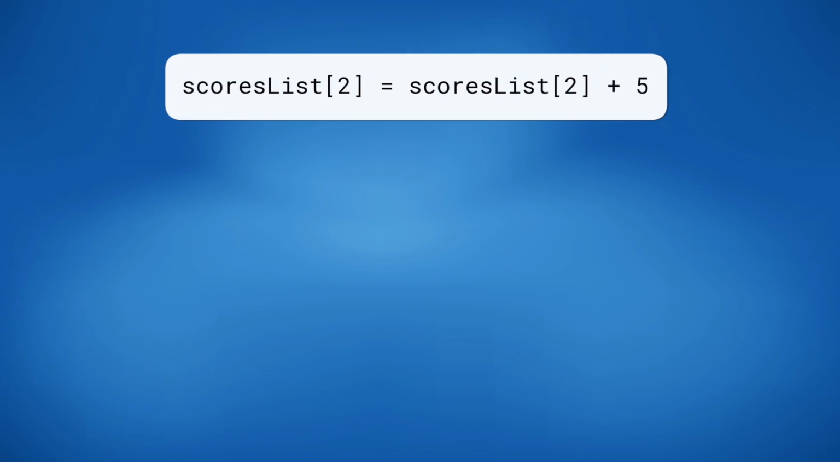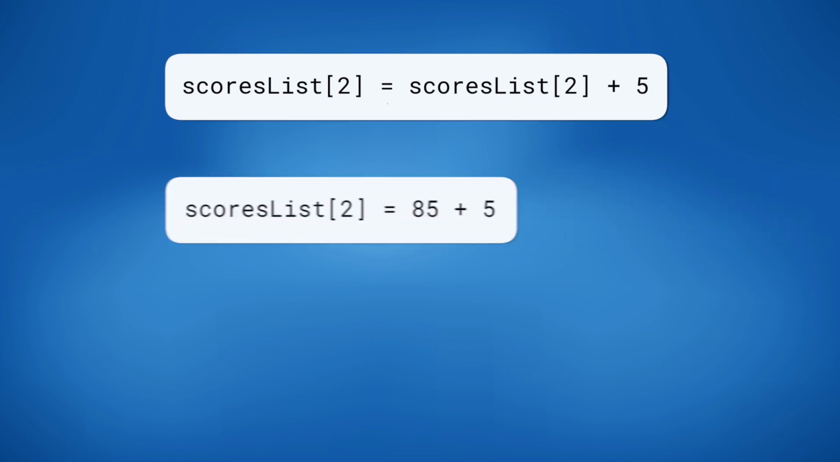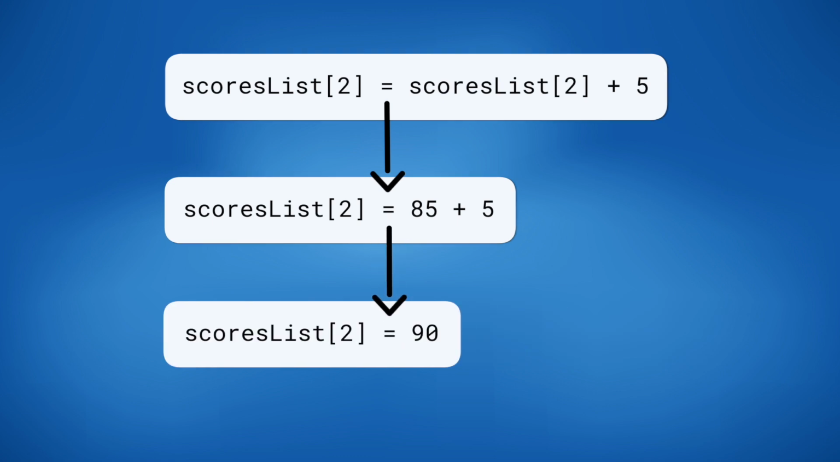We can treat scores_list[2] as a variable. Since we want to update the value of this variable to 90, we can just write scores_list[2] = scores_list[2] + 5. scores_list[2] currently holds the value of 85. Once we add 5 to that value, I now have a passing grade with a score of 90.